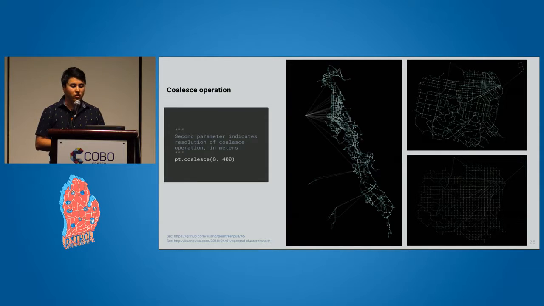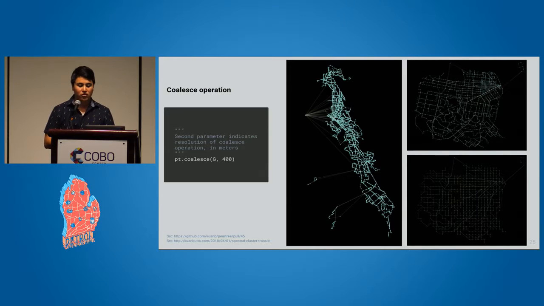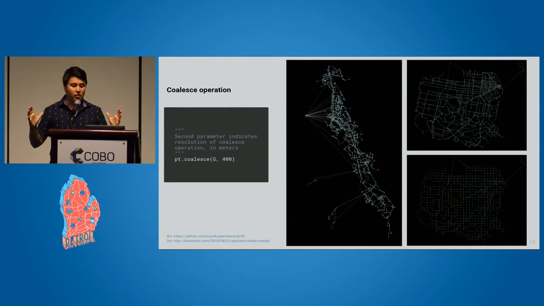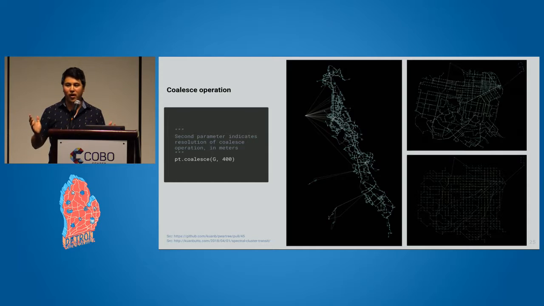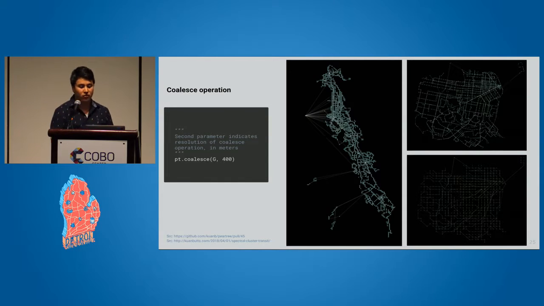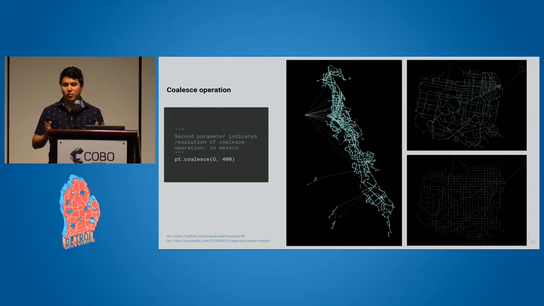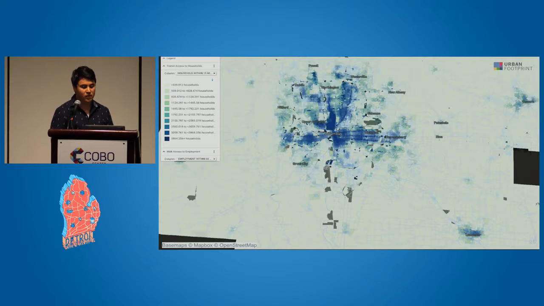And then another thing you can do, if you know that you're working at a larger scale, is use a coalesce operation. And again, these are just one-liners, so this is just PT coalesce. You run coalesce and you set a meter resolution. In this case, I set 400, which is roughly a quarter-mile resolution. And you can take the fairly complicated network of, say, AC transit or a walk network, and you can reduce it to a handful of nodes, on the order of hundreds, from tens of thousands or hundreds of thousands. And this makes all these computations fairly trivial at this point.